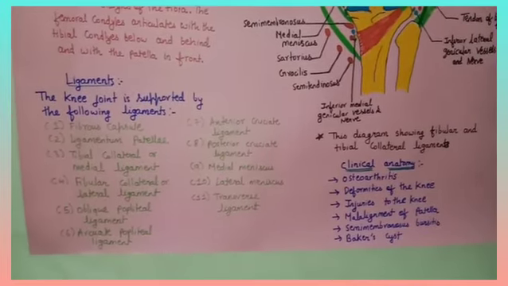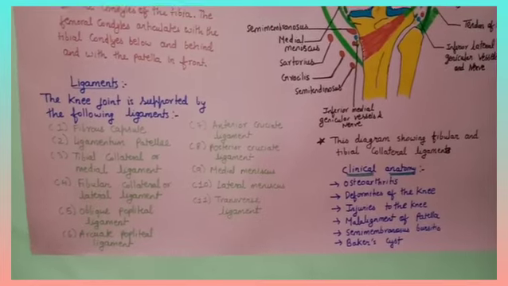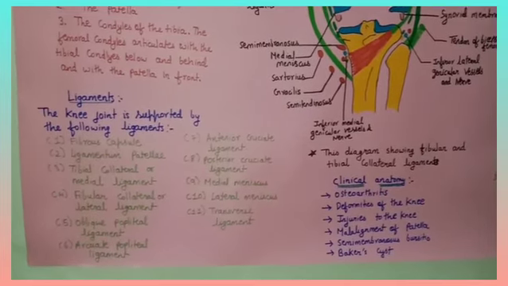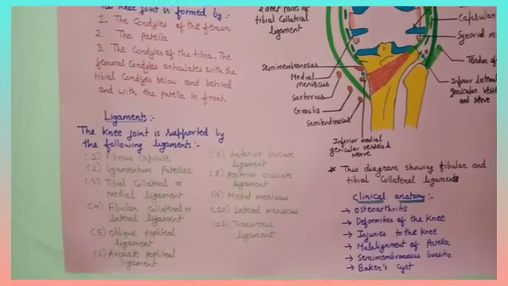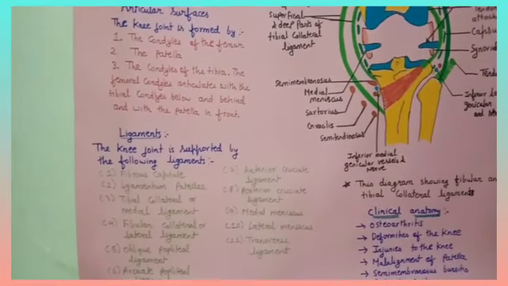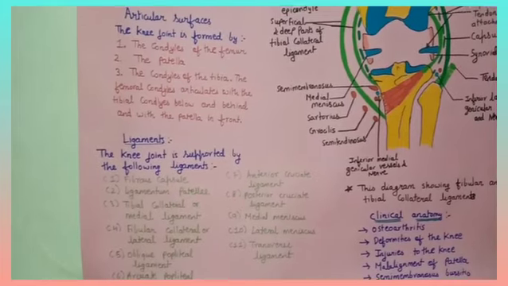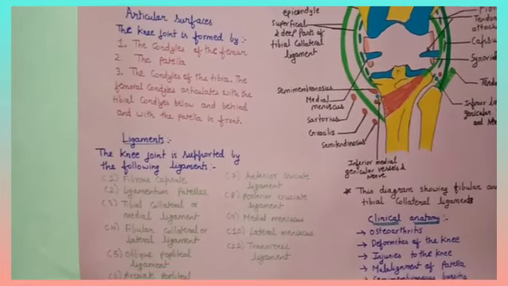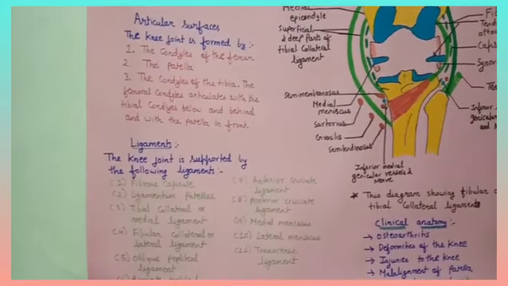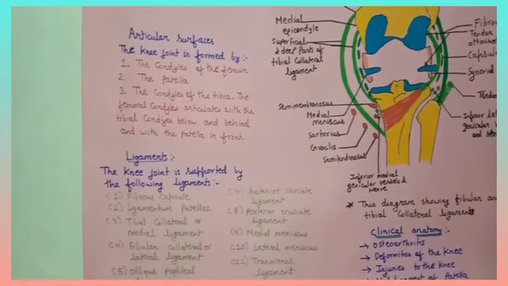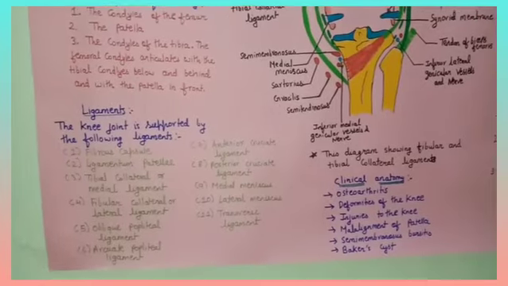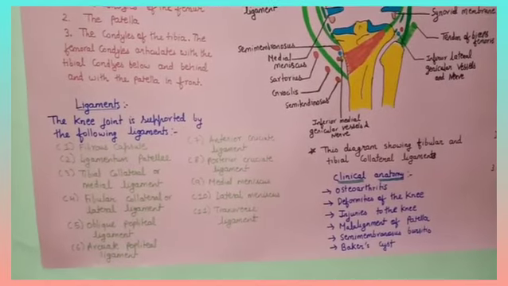Now 10th, lateral meniscus and medial meniscus. Now I will explain about meniscus. There are two types of meniscus, medial meniscus and lateral meniscus in knee joint. The menisci are two fibrocartilaginous discs. They are shaped like crescents. They deepen the articular surface of the condyles of tibia.